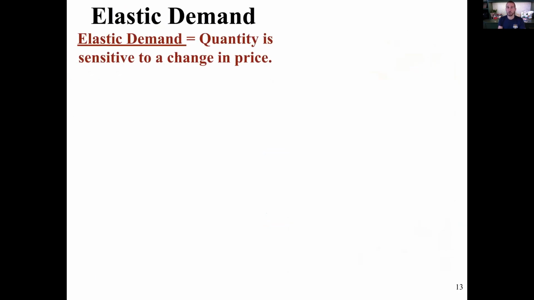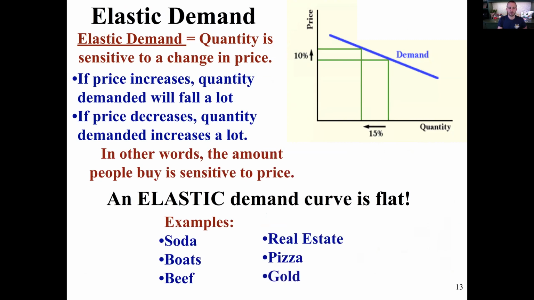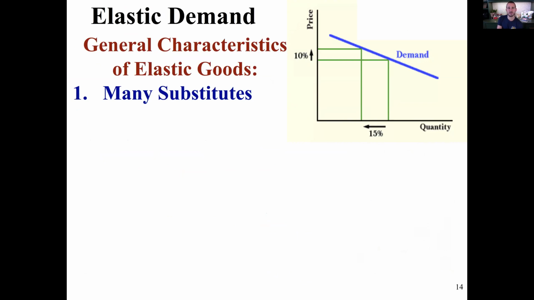Elastic demand I'm going to go through quicker because it's just the opposite. We are very responsive to a price change, okay? So the curve is going to be relatively flat, showing that there's a greater change on the x-axis than the y-axis. Examples are soda, boats, beef, real estate, pizza, and gold. So your characteristics: many substitutes. So the price goes up, you're like, well, screw that, I'll go buy something different. Luxuries: if it's a luxury rather than a necessity, then you're not going to go out and buy it if the price goes way up, right? The price goes way up, and I don't really need it anyways. And so if it's a luxury, it's going to be more elastic.